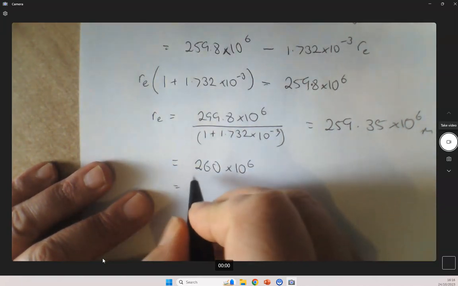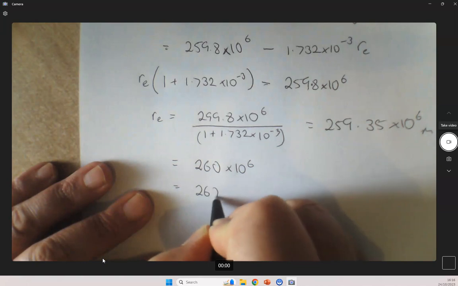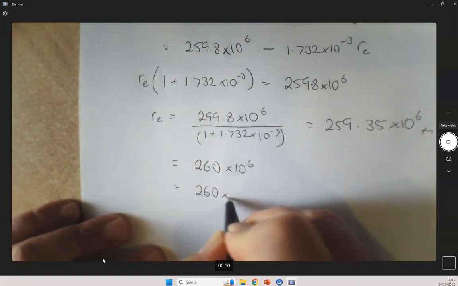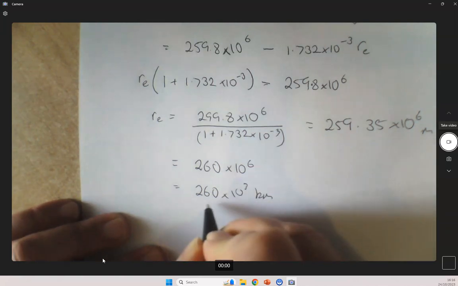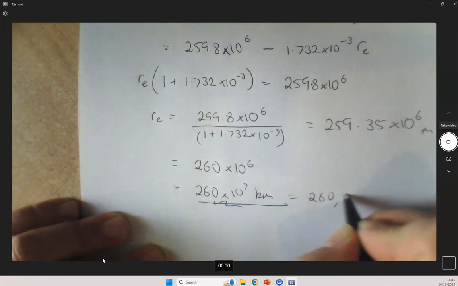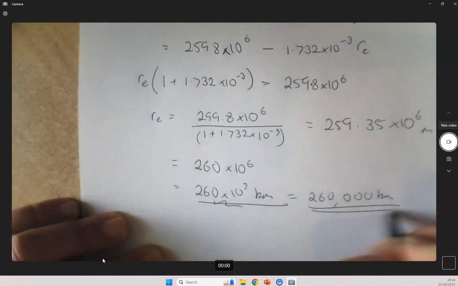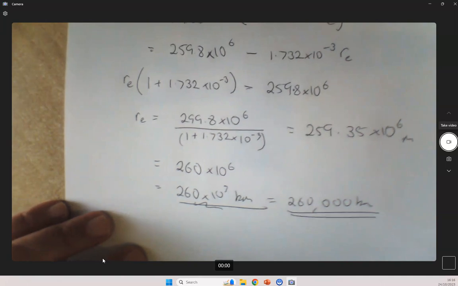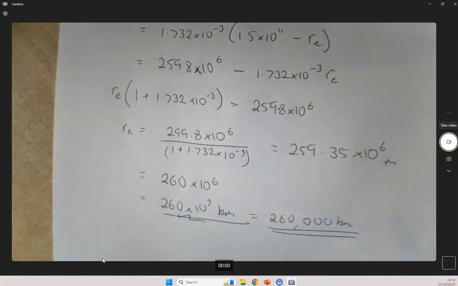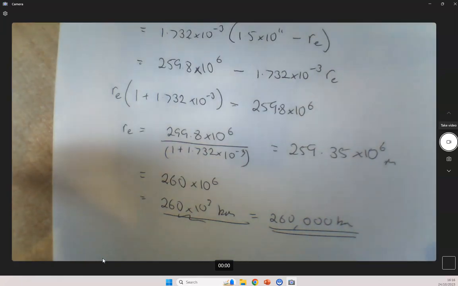260 times 10 to the 6 meters would be 260 times 10 to the 3 kilometers, or 260,000 kilometers, which is what they stated in the question. So I've actually answered the question, proving that the distance at which this happens is 260,000 kilometers. Now, there's another way I could approach it.